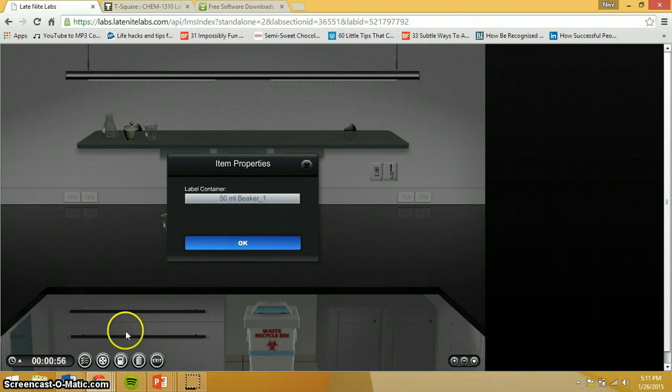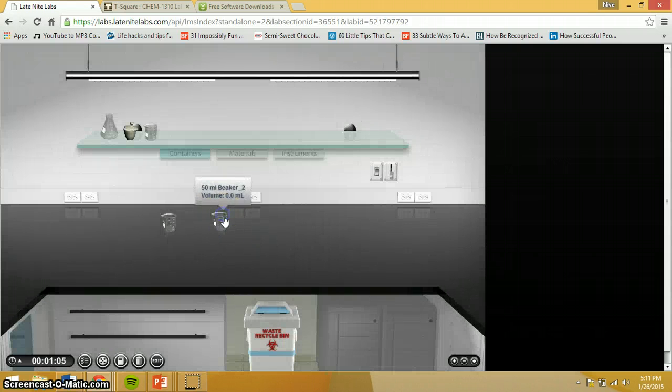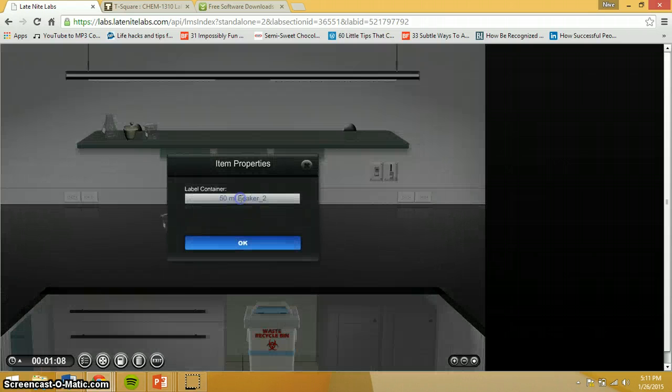To do this, I have to double click on the beaker. This will allow me to get to the item properties window. I'll label the first beaker NaOH and the second beaker NiCl2.